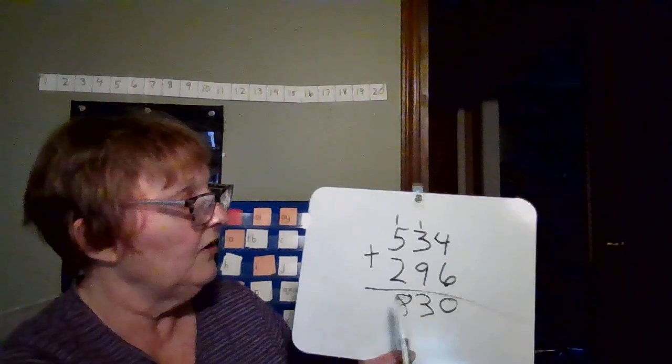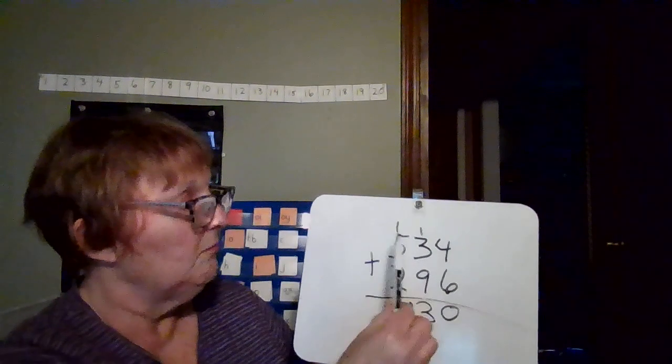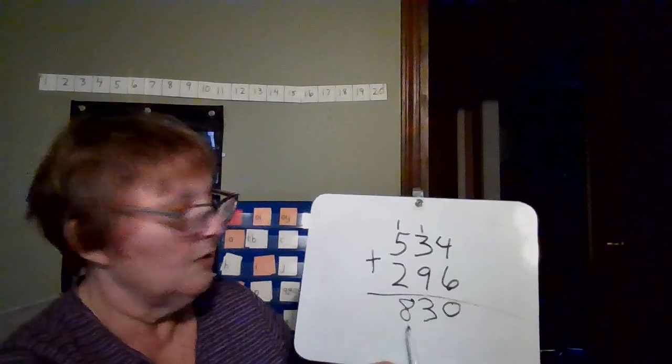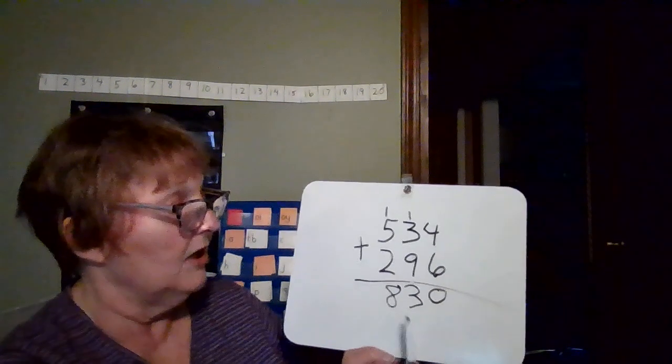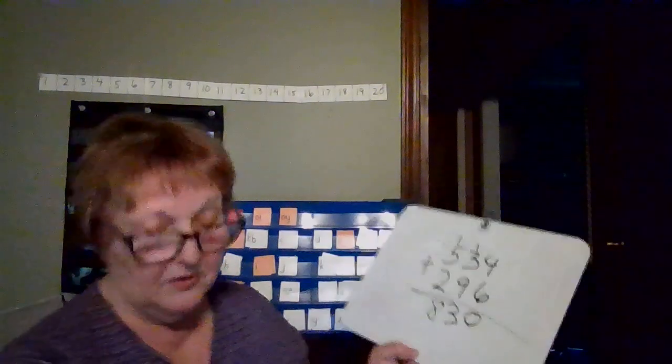830. So you can just say, since we know this is groups of 100, we can just say 1 plus 5 is 6, and 6 plus 2 is 8. And I know that I'm talking about 800. 8 groups of 100. 3 groups of 10. And no ones, 830. Chocolates! Whoa.